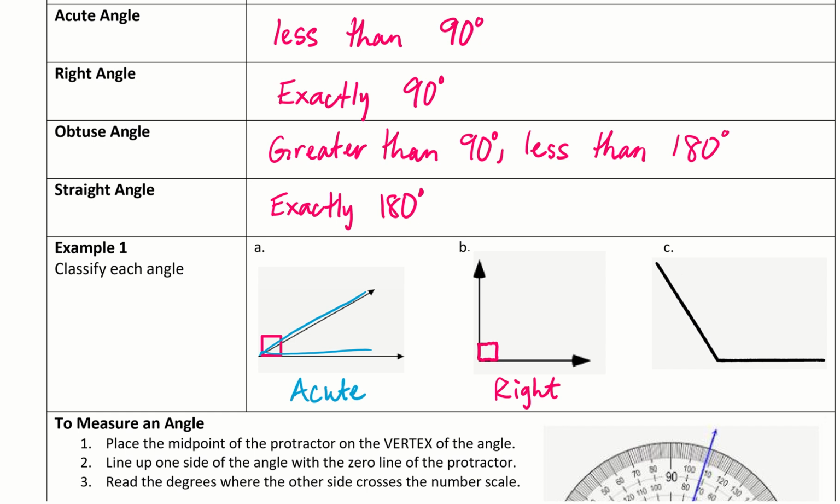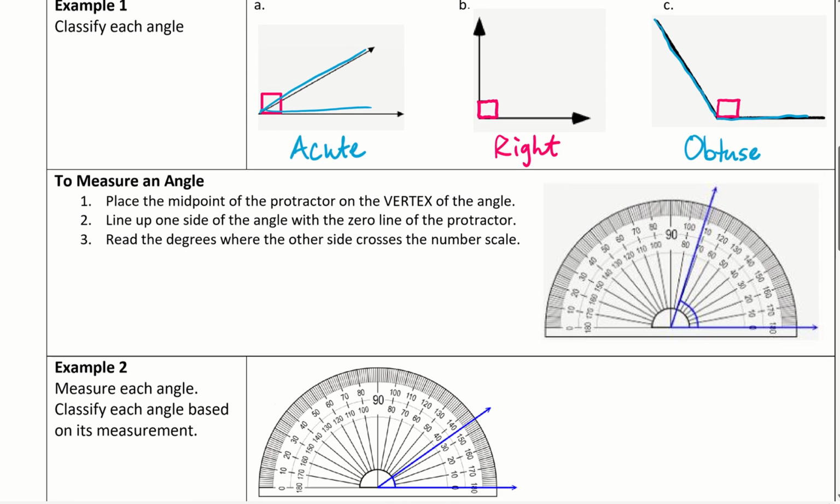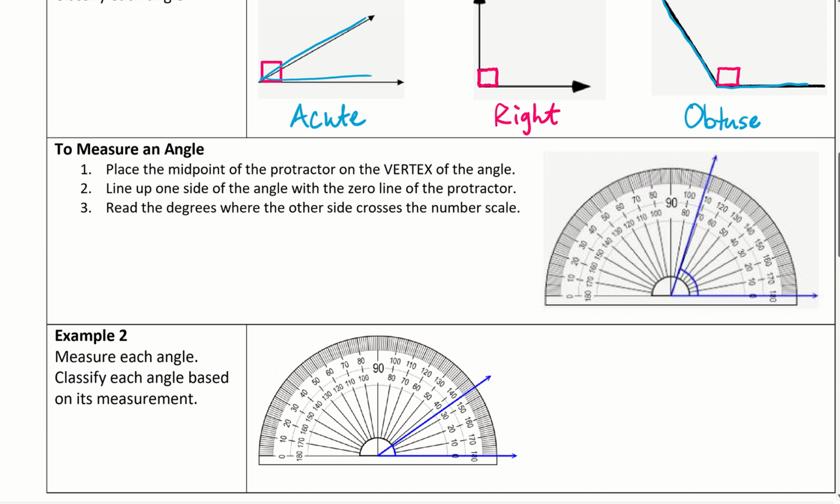And then if we did the same thing on C, we draw that square, you can see that the angle goes around the square, and that makes it an obtuse angle. Once again, drawing that square in the corner is optional unless it's a right angle, but just in case you're unsure if an angle is acute or obtuse, you can use that trick. Okay, the next thing we're going to talk about here, guys, is measuring an angle with a protractor.